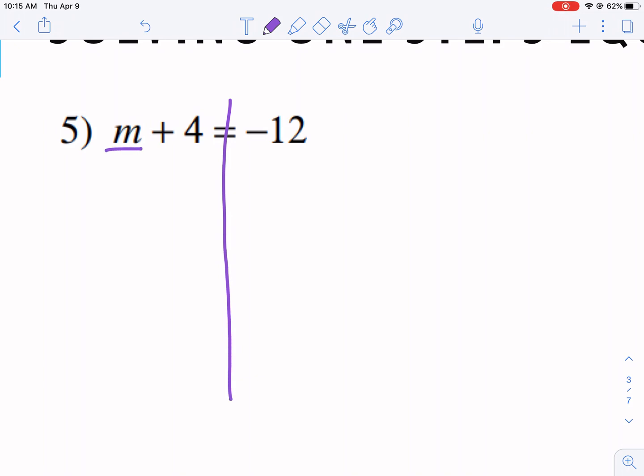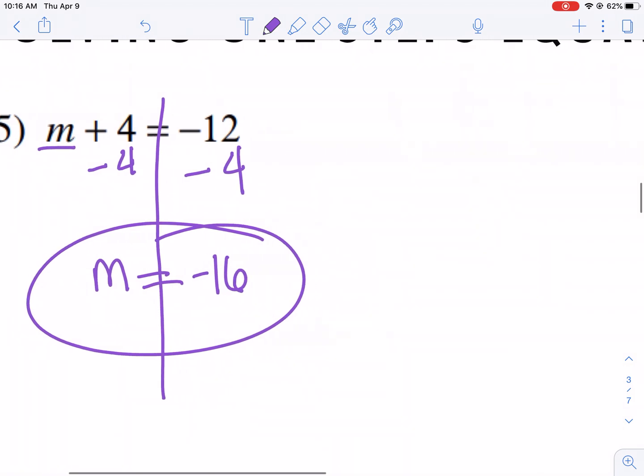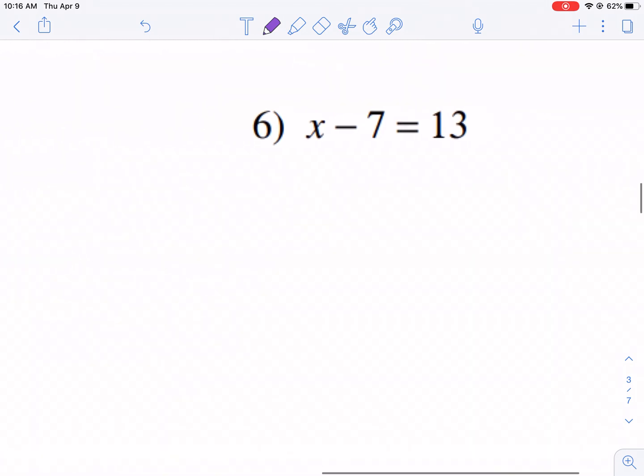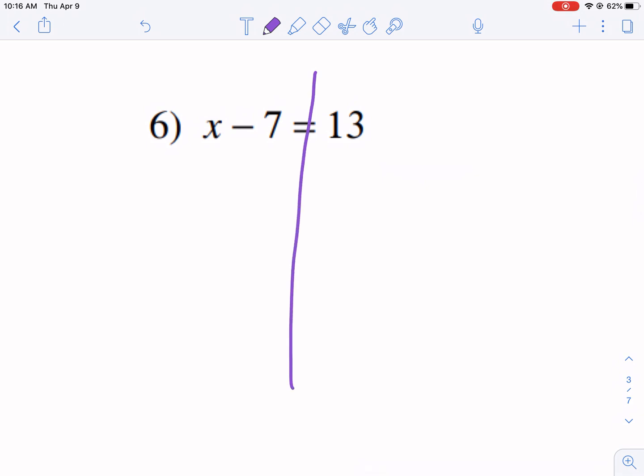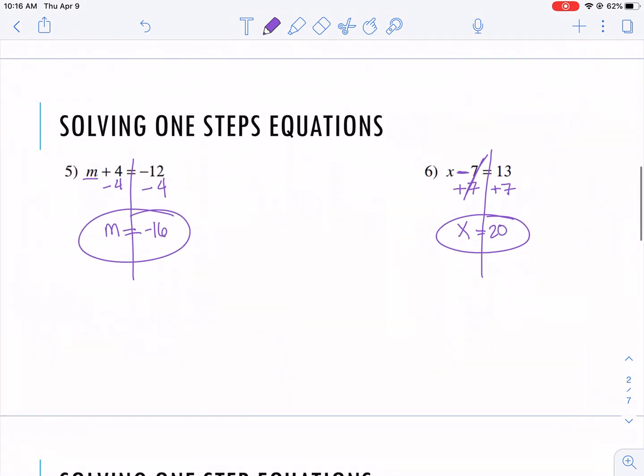So I notice that we are adding 4. So the opposite of adding 4 is we subtract 4. And if I type in negative 12 minus 4 into my calculator, I get negative 16. Okay, that's it. M is by itself, the variable is on its own, so I am done. For the next one here, again, draw your line. Now we're doing minus 7, so the opposite of minus is plus, and we do the same number. So those cancel out. So x equals 13 plus 7 is 20. And there's our answer. So those are one-step equations for addition and subtraction.